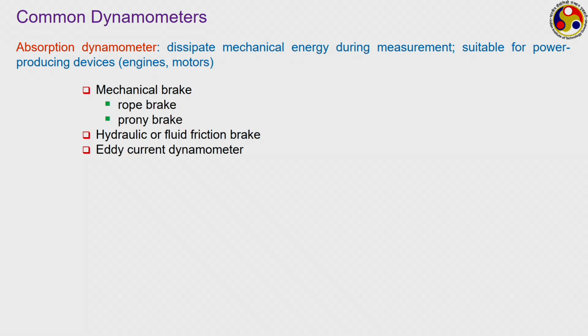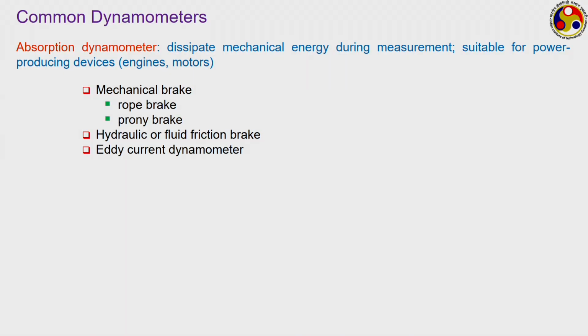Examples can be mechanical brake systems, hydraulic or fluid friction brakes, eddy current dynamometer. Mechanical brake, the oldest examples can be the rope brake or Prony brake system. You can relate this one, just the term brake is there, to any brake of your vehicle. What we do during the braking is just the way an absorption type dynamometer works, means the entire power the engine is producing on applying the brake, we are dissipating the entire power in the form of friction, thereby reducing the velocity of the vehicle to 0 during the braking operation.